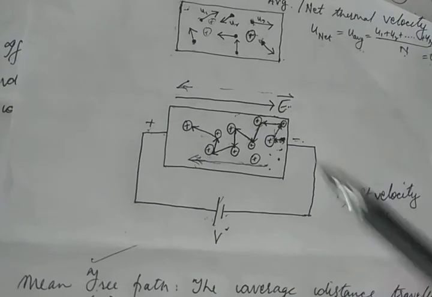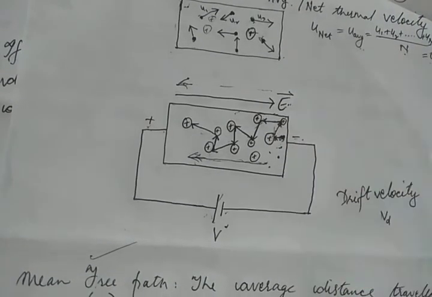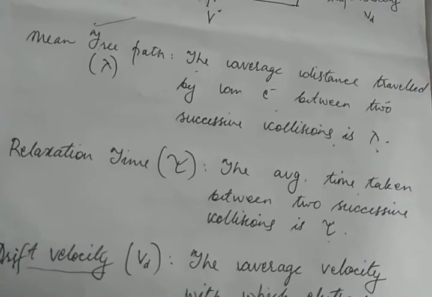So the average of the time between two successive collisions is what is called relaxation time. So this is mean free path, relaxation time, and drift velocity. All right, so we move to another page.